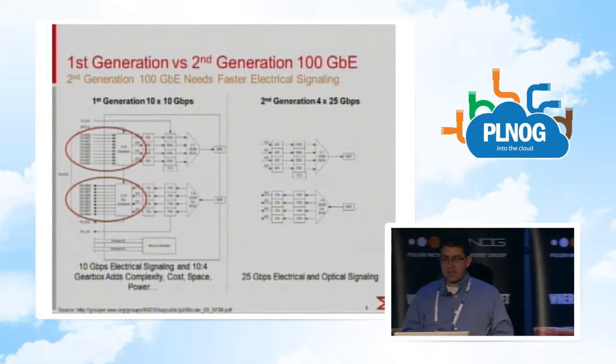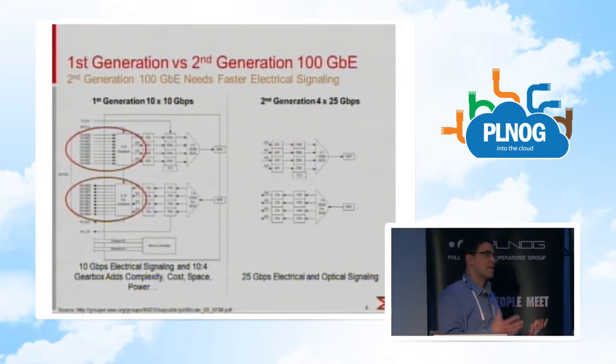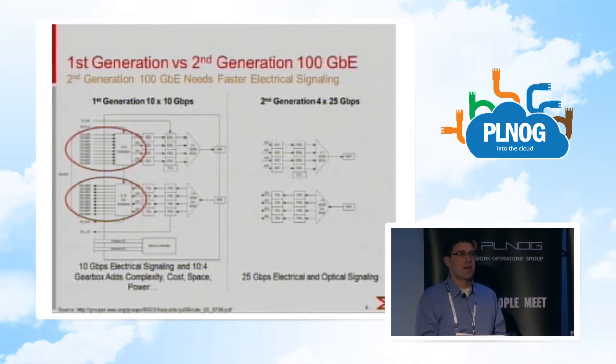That leads to a much more cost-effective optical module. It allows us to make the router simpler. That's what's going to drive 100 gigabit Ethernet density into the second generation.